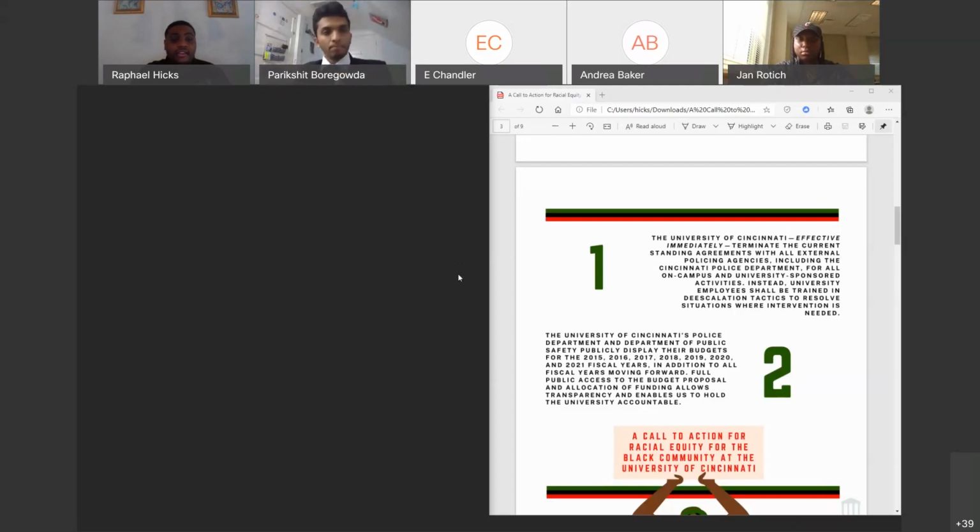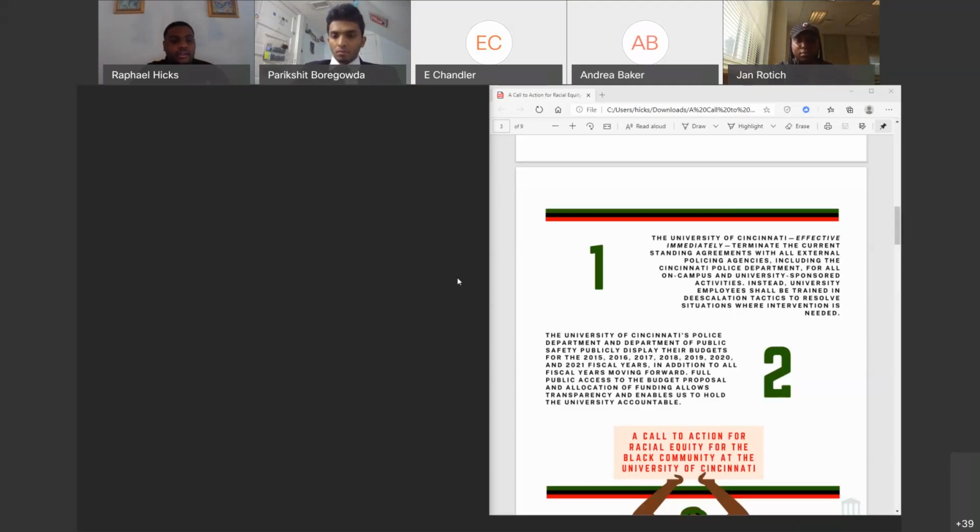For the second demand, regarding displaying the budgets from fiscal year 2015 to now, in addition to moving forward, we just wanted more transparency with the budget of our UCPD. With this transparency, it would help us in enacting demand number three as well. It's really a strenuous process to currently get the budgets going through the Office of the General Counsel. So we really just wanted this to be more clear information and not a whole long and drawn out process when getting this information.